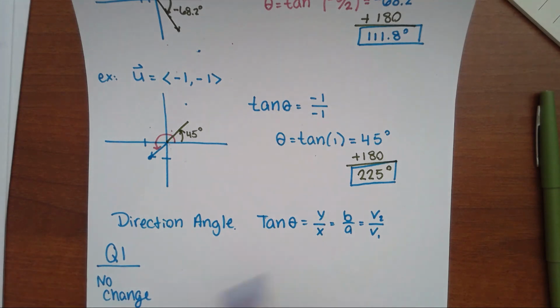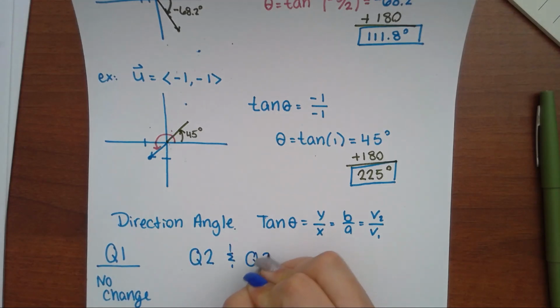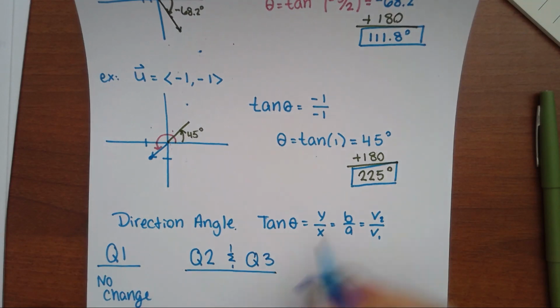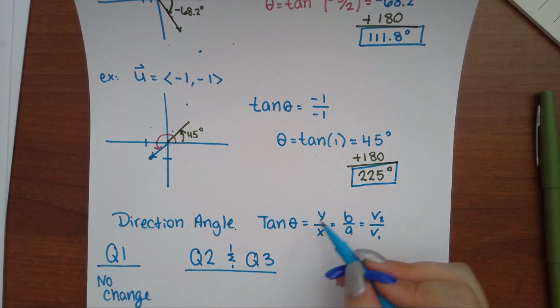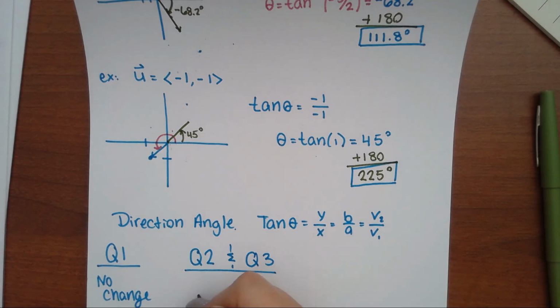But in quadrant 2 and quadrant 3, because of what happens with the equation, when you take tangent inverse, you're going to have to take your answer and add 180 degrees. Okay, and that's going to be in quadrants 2 and in quadrants 3.